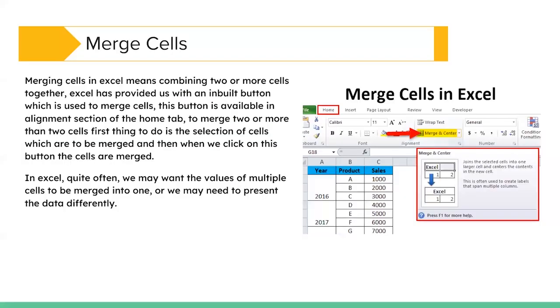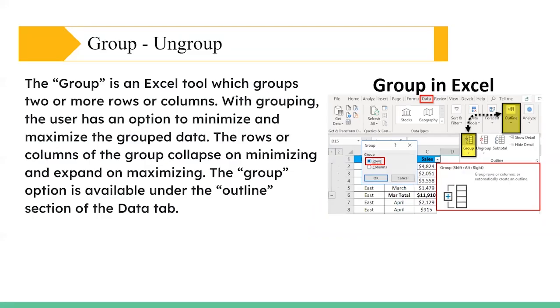Next, what we have is group and ungroup. Okay. So group and ungroup is when you have data and you want to group your data, you can do that. Group is an Excel tool which groups two or more rows or columns. With grouping, the user has an option to minimize and maximize the grouped data. The rows or columns of the group collapse on minimizing and expand on maximizing. The group option is available under the outline section of the Data tab. Okay. So you can see here in outline, you can group.